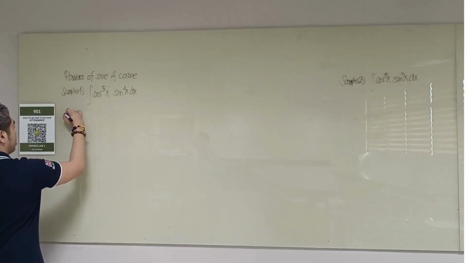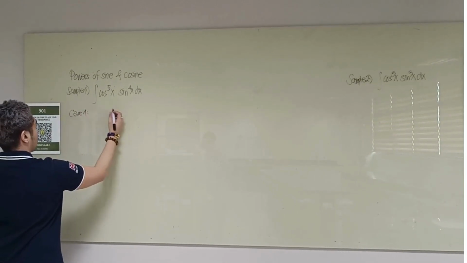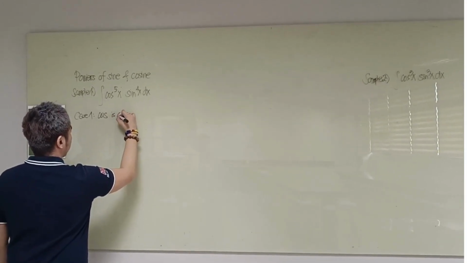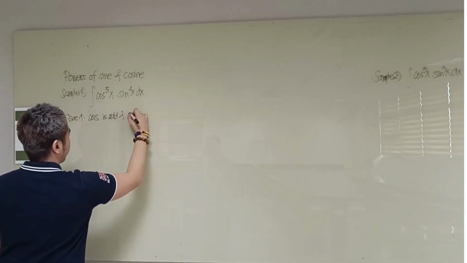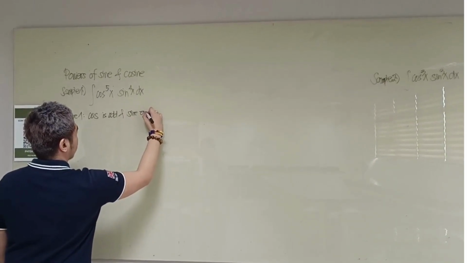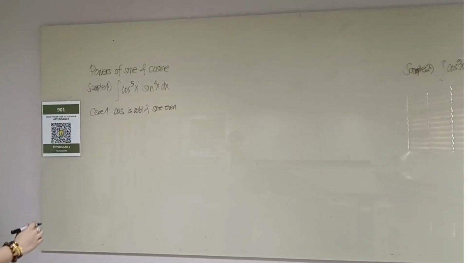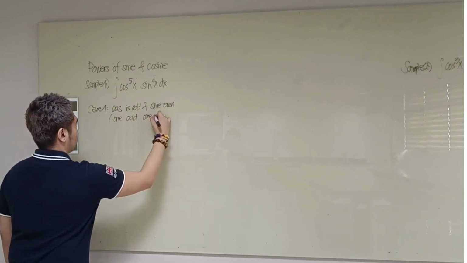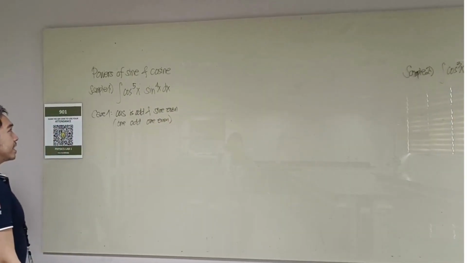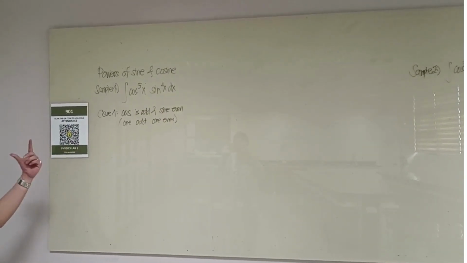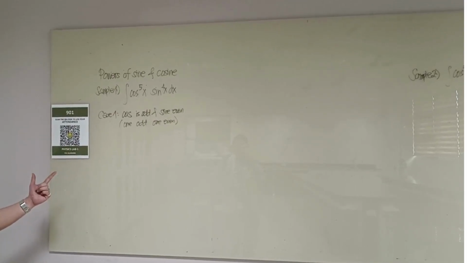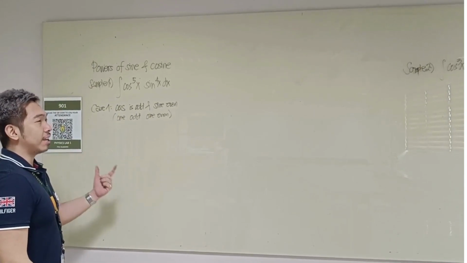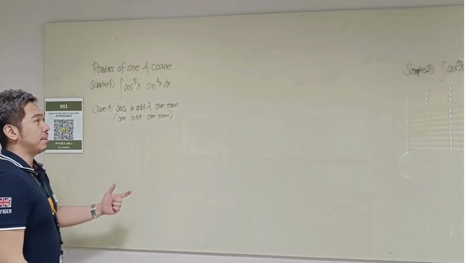For case number 1, cosine is odd and sine is even, or one odd and then one even. For this case, we're going to isolate one cosine or one sine depending on the equation, such that if you isolate one and get the derivative of the other function, then that can be substituted.